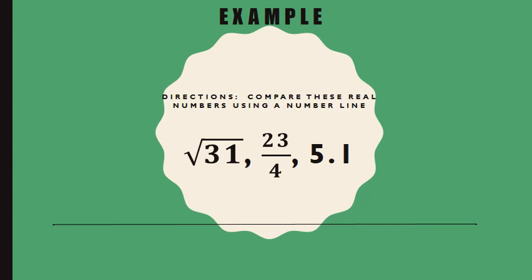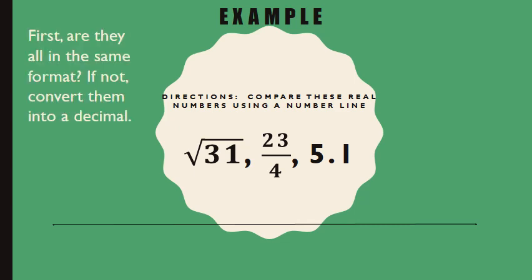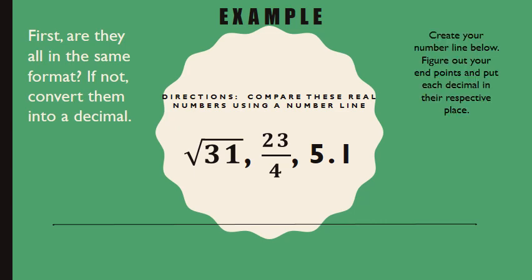All right, so let's look at a problem together. We're going to compare these real numbers using a number line. Right now they're not in the same format, so we're going to convert them all into decimals so they're easier to compare. First, I see the square root of 31. The square root of 31 is not a perfect square, so I'm going to have to use my square model in order to estimate this.